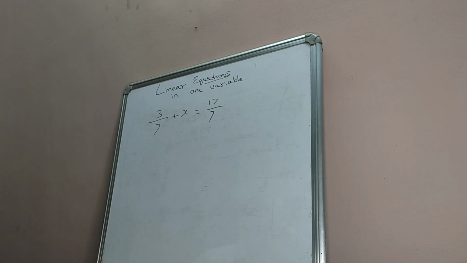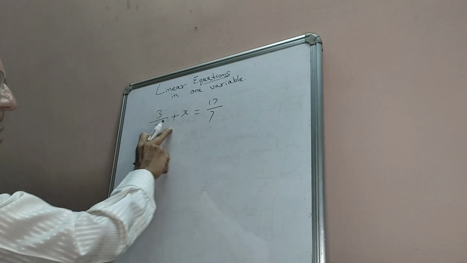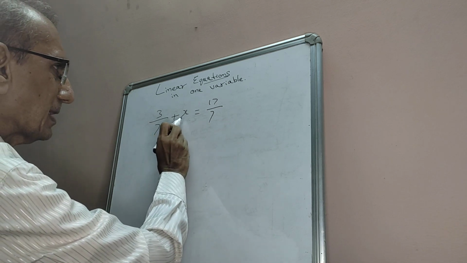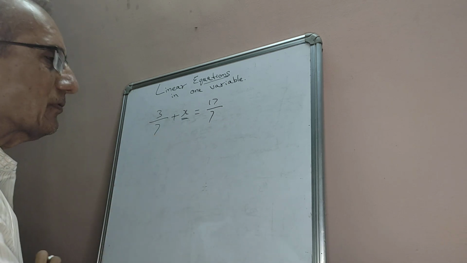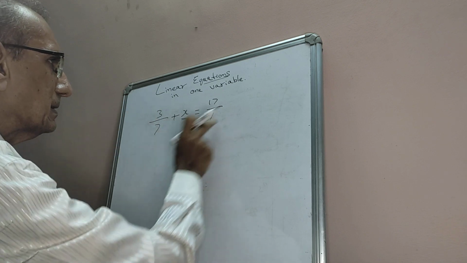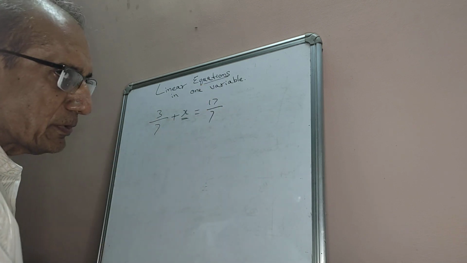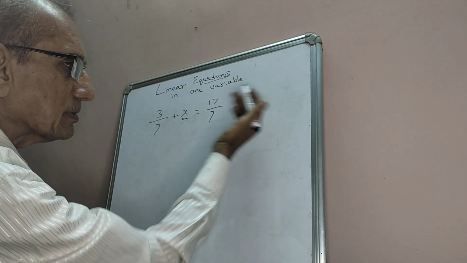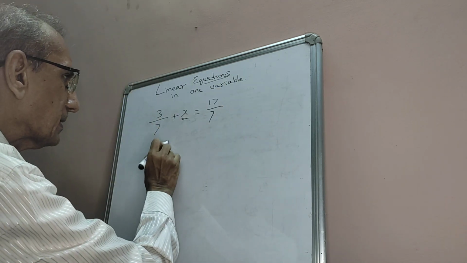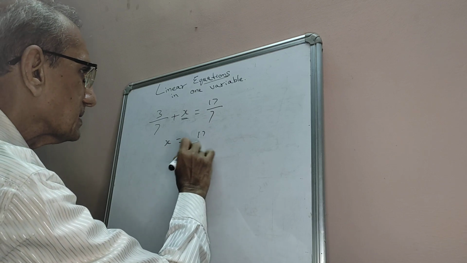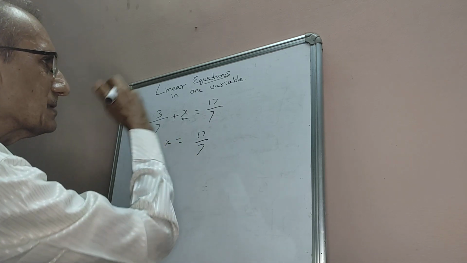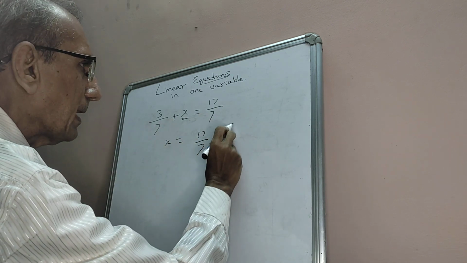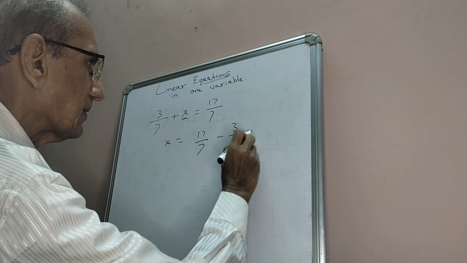How do you solve this? 3 by 7 plus x is equal to 17 by 7. Now here x is the variable. We need to find the value of x. This is a constant number. This is a constant number. As I told you, we'll keep all the variables on one side and transpose the constants to the other side. So in this case it becomes x is equal to 17 by 7. When this is transposed to the other side, the sign changes. It becomes minus 3 by 7.